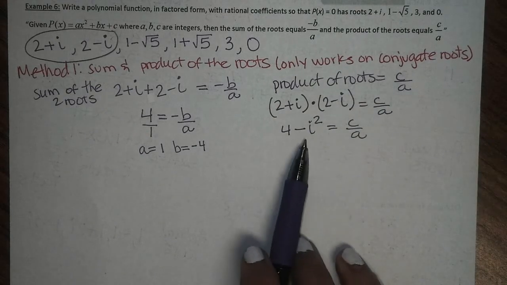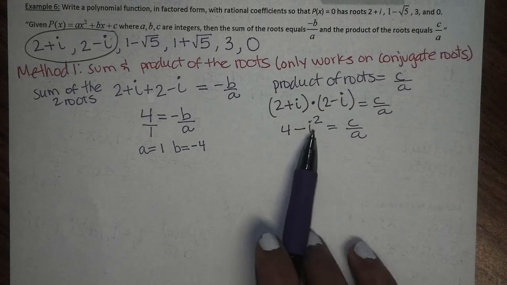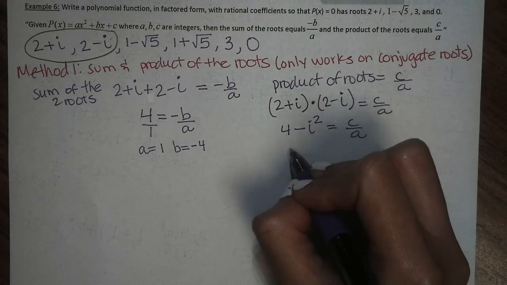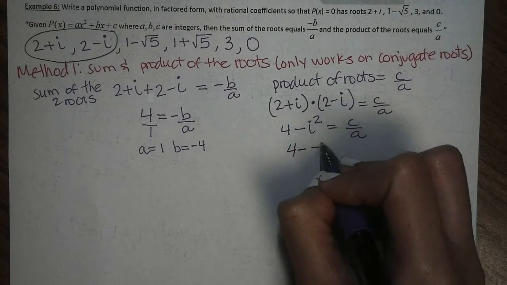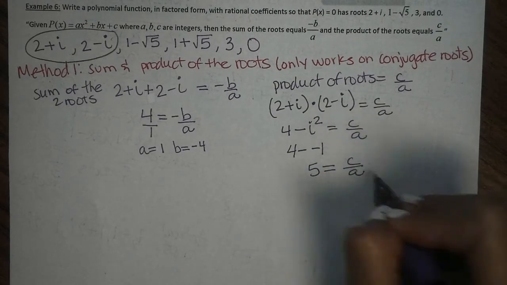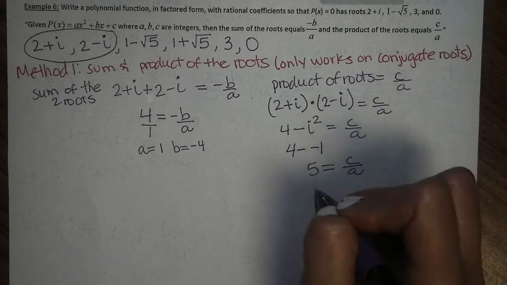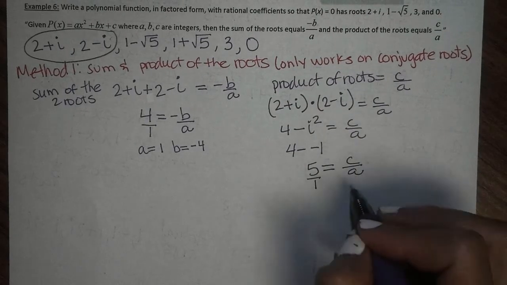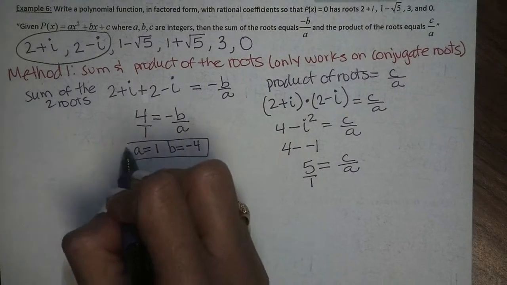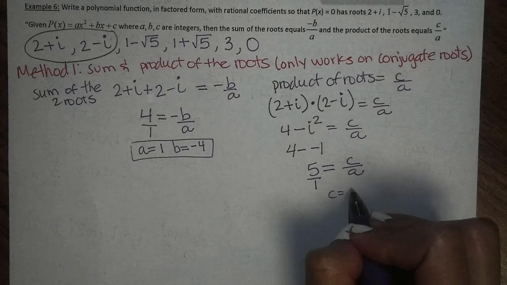And then if you remember imaginary numbers, an i squared is a negative 1. So this becomes 4 minus a negative 1. So that's just 5, equals c over a. Again, I can make 5 a fraction by putting it over 1. So we already know that a is 1, which I wrote over here. And now we know that c is 5.